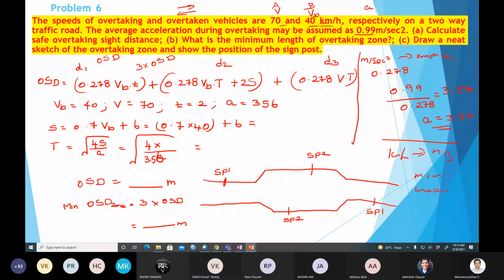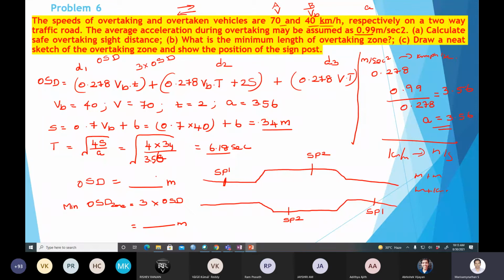34. Can you speak a little bit louder? 34, sir. So 34 meter. Has anybody estimated the value of T? 6.18 second. Okay, then estimate the OST.